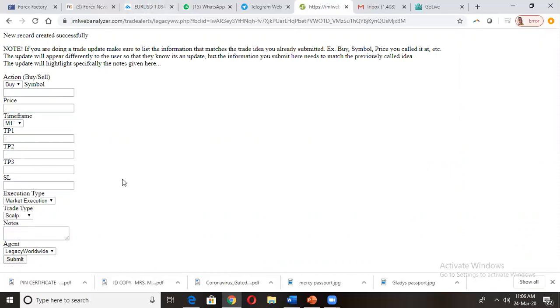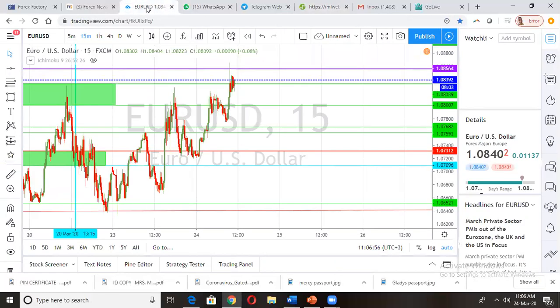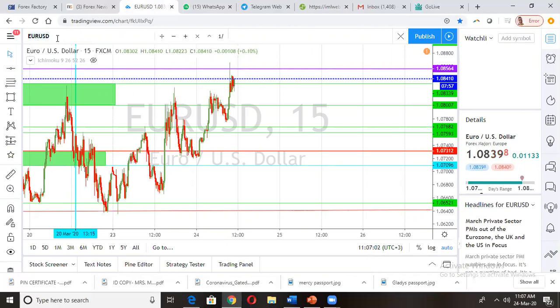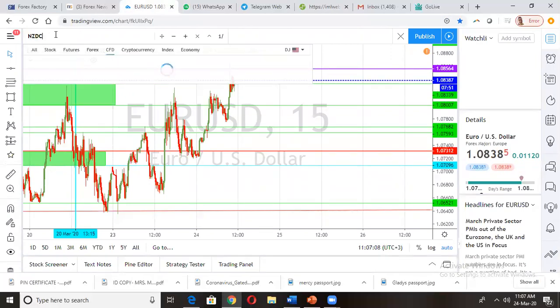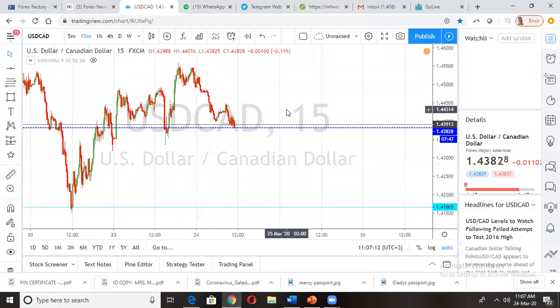Okay, so I've thrown a trade for Euro USD, 200 pips. Let's see how it goes. Intraday potential, but if you're scalping, you can literally take it for 10 to 20 pips and you'll be good to go. I look at USD CAD. That's another one I really have a strong feeling about.